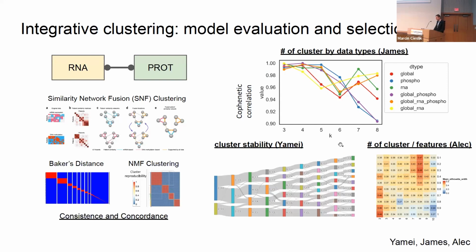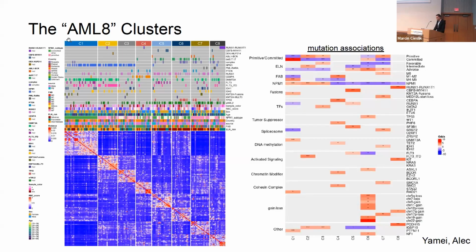We arrived at 8 subsets of AML, and I'll show you some of the results and analysis of those subtypes. So the AML8, as we refer to them, are 8 groups of AMLs, within which the patients or the tumors are very similar to each other, and rather dissimilar to the other patients. What is remarkable about this classification, and really provides me with a lot of joy to look at, is how strongly those molecular phenotypes are driven by the underlying genotypes.